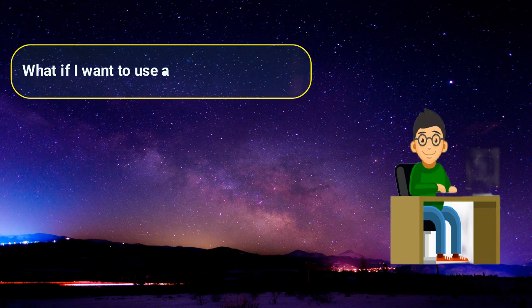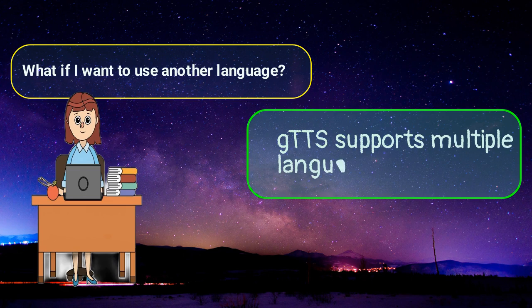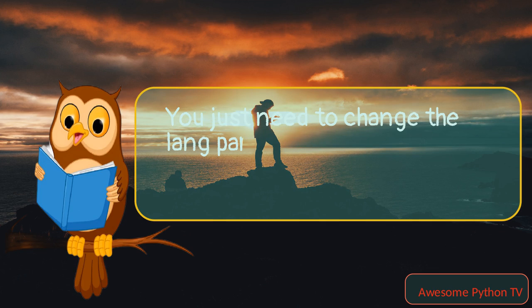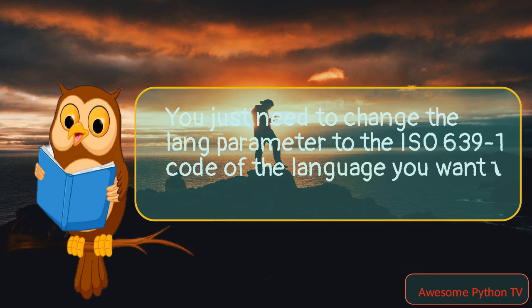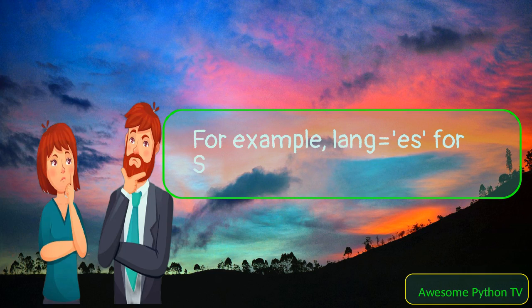What if I want to use another language? gTTS supports multiple languages. You just need to change the lang parameter to the ISO 639-1 code of the language you want to use. For example, lang equals ES for Spanish or lang equals FR for French.